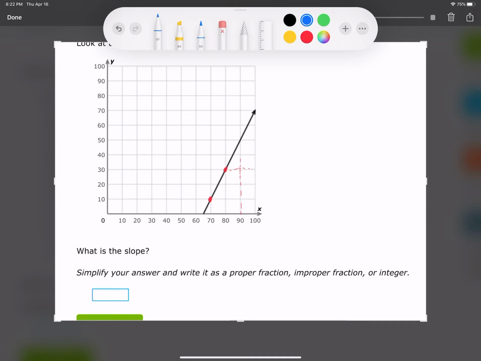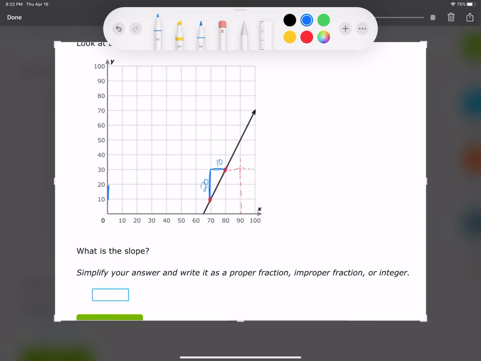Now I notice that I have to go up 2 units and then I have to go right 1 unit. So up 2 boxes or 2 squares and then right 1 square. But these squares, each square accounts for between 10 and 20. That's 10 units. So if I go up 2 of these squares, that's technically 20 units because I'm counting by 10. So 10, 20. And then here, between 70 and 80, that's also 10 units.